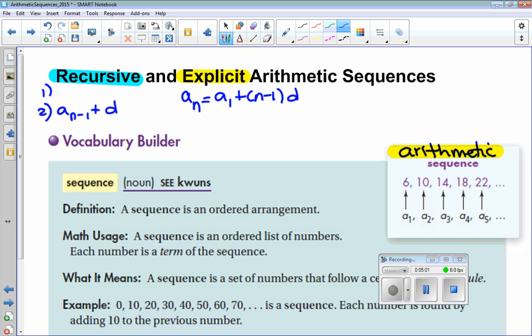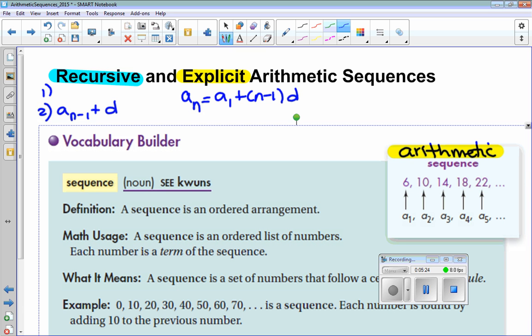A sub n represents the nth term. So A sub 1 would be the first term. A sub 2 would be the second term. A sub 3 would be the third term, which is kind of what I wrote here. A sub 1, that's the first term in the sequence. A sub 2 is the second term in the sequence.